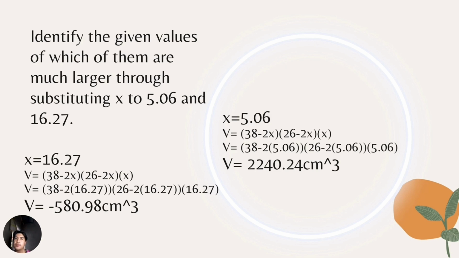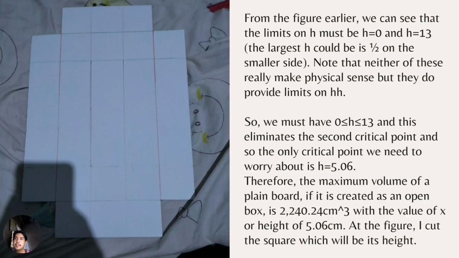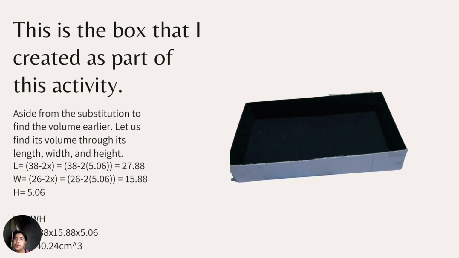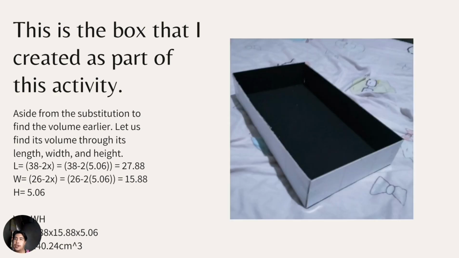So the height that we require to make a box from a board with dimensions of 38 centimeters and 26 centimeters is 5.06. Therefore, the maximum volume of the box that we should make is 2240.24 with a height of 5.06 centimeters. We also found that the length is 27.88 with a width of 10.88 and a height of 5.06, which also gives a volume of 2240.24 cubic centimeters.